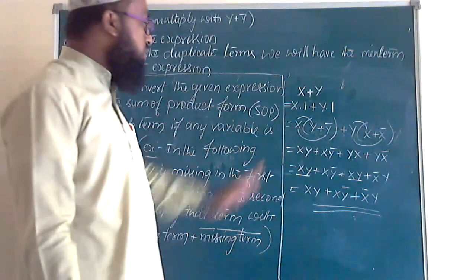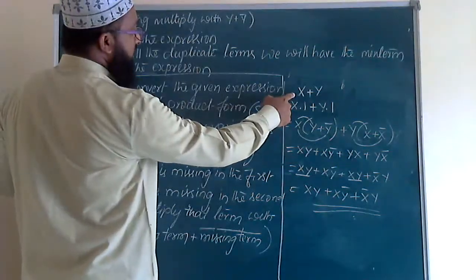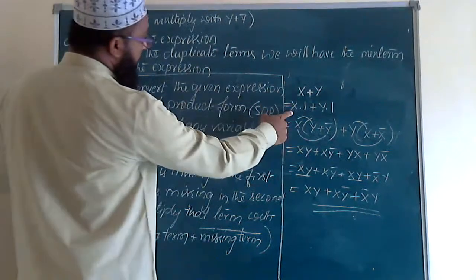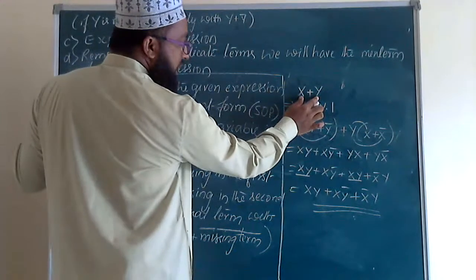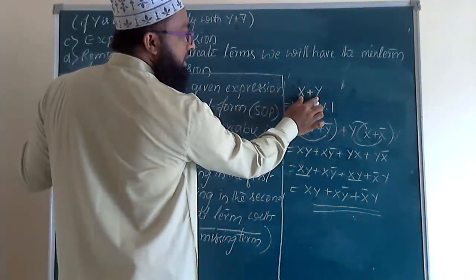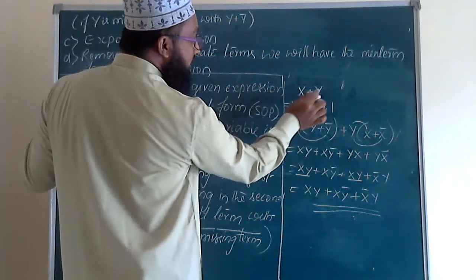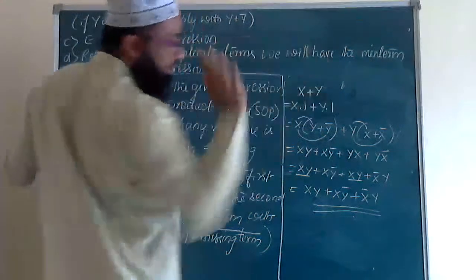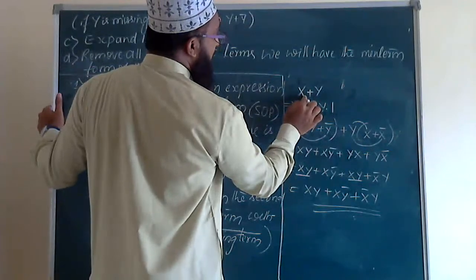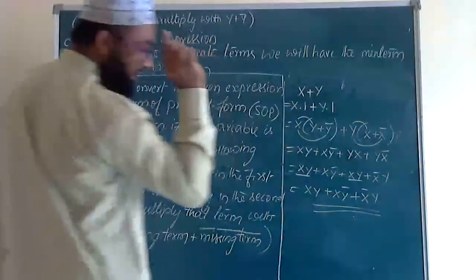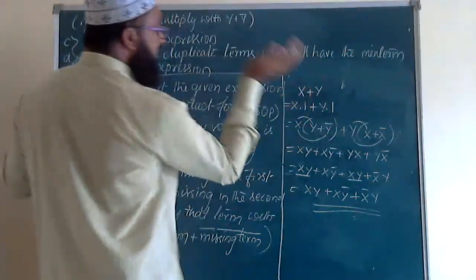Hope you have understood this. First convert the given expression into sum of product form. Then if any variable is missing, here there are two terms, and the two terms contain different variables. So the condition is that the same variables should be present in each term. For that, here y is missing, here x is missing. So if anything is missing, multiply that term with its factor.